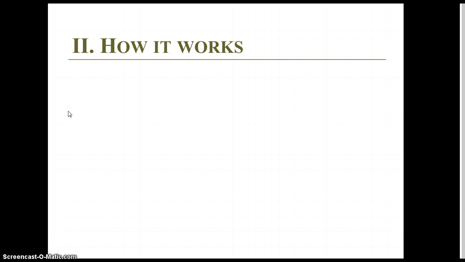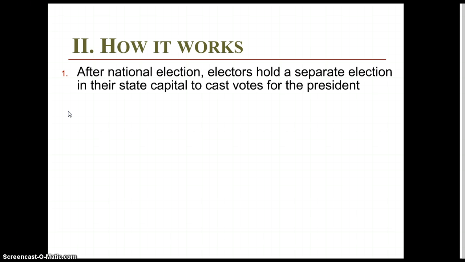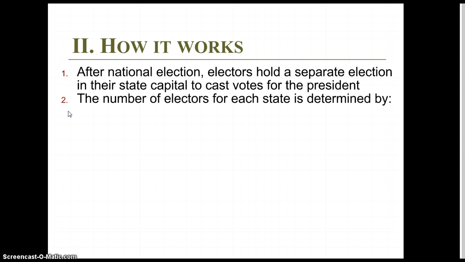All right, so how the Electoral College works. So in November, there's a national election. People vote, that's the general election. That's what you and I vote in. And then after that, the electors, who are people who represent each state, go to their state capital and cast their votes for the president.